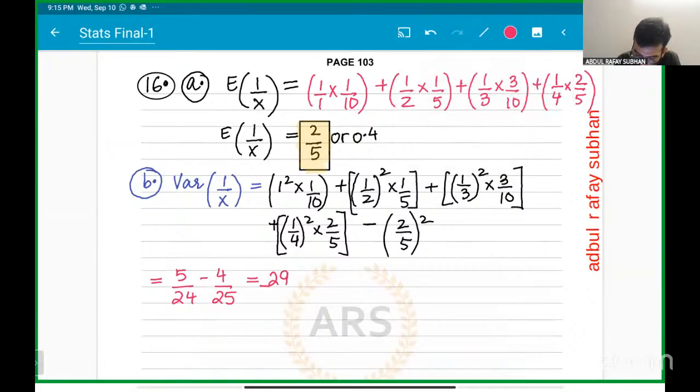29 over 600. Make sure most of the time to leave it in fraction form. Okay, students, most of the time it is better to leave it in fraction form.